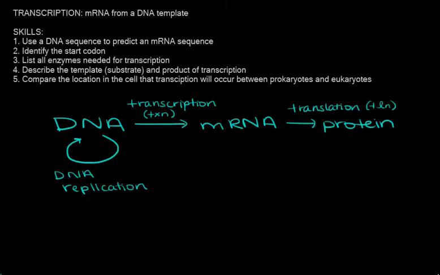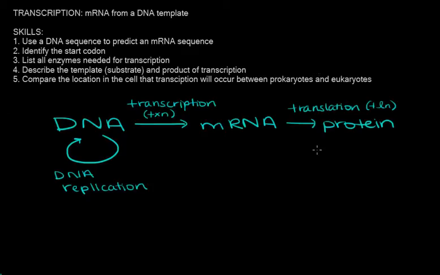In this lecture, we are going to cover transcription, which is when we make an mRNA from a DNA template through base pairing. The skills that you're going to need for the exam is you're going to be able to use a DNA sequence to predict an mRNA sequence. You will also be able to identify the start codon, list all the enzymes needed for transcription, describe the template, also known as the substrate, and the product of transcription, and we're going to compare and contrast the location in the cell that transcription will occur between prokaryotes and eukaryotes.